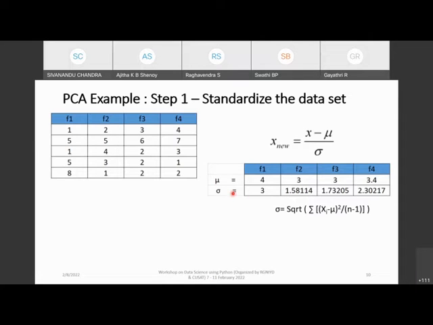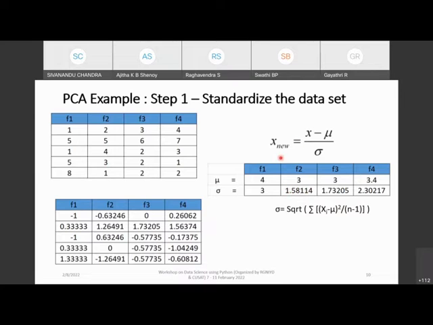Now using that, I will get the standard deviation of F1 equal to 3. You can just check that. Mu of F1 is 4. So 1 minus 4 is 3, 3 square is 9. 9 plus 5 minus 4 whole square, that is 1, so 9 plus 1 is 10. 10 plus 9 is 19, 19 plus 1 is 20, 20 plus 16 is 36. 36 divided by n minus 1. N minus 1 means 4. 36 by 4 is equal to 9. So square root of 9 is equal to 3. Like that you can calculate sigma of F2, F3 and F4.